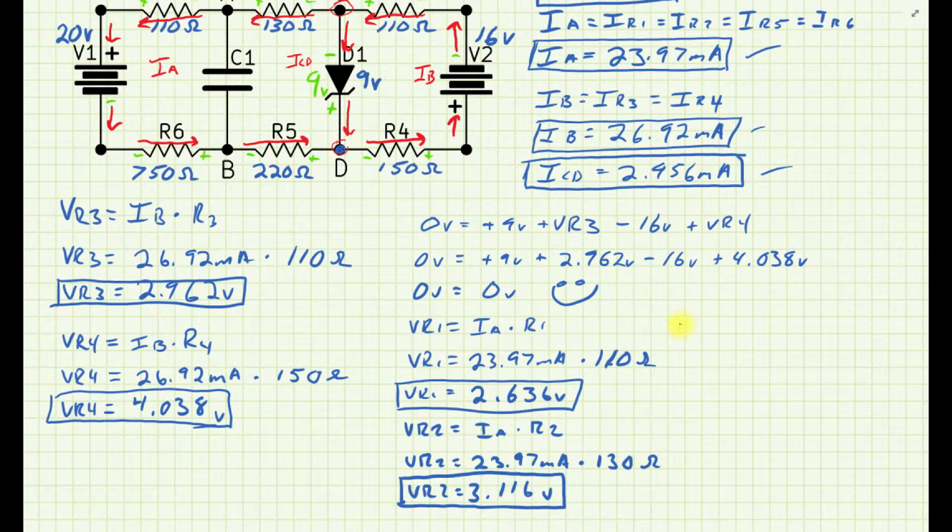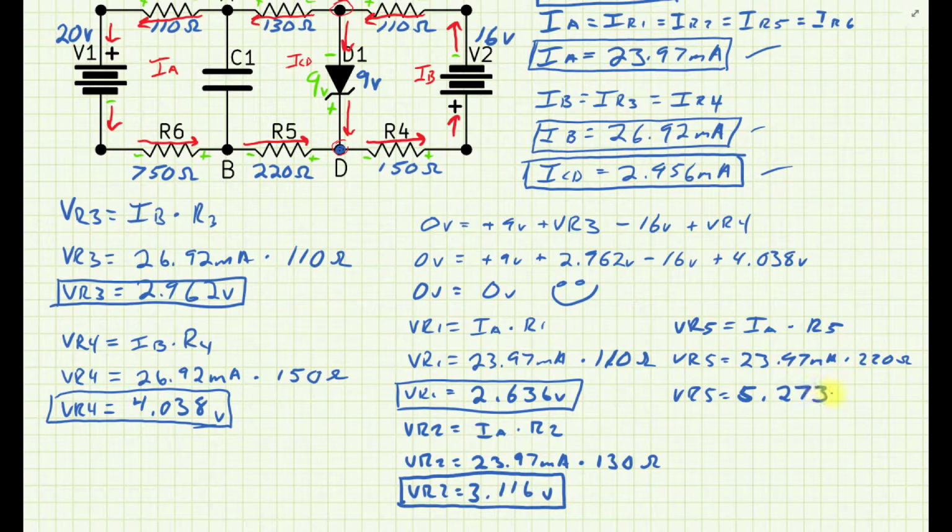Now I'll just come over here. VR5 equals IA times R5. So VR5 equals, again, 23.97 milliamps times 220 ohms. VR5 equals 23.97 milliamps times 220 ohms gives me 5.273 volts.